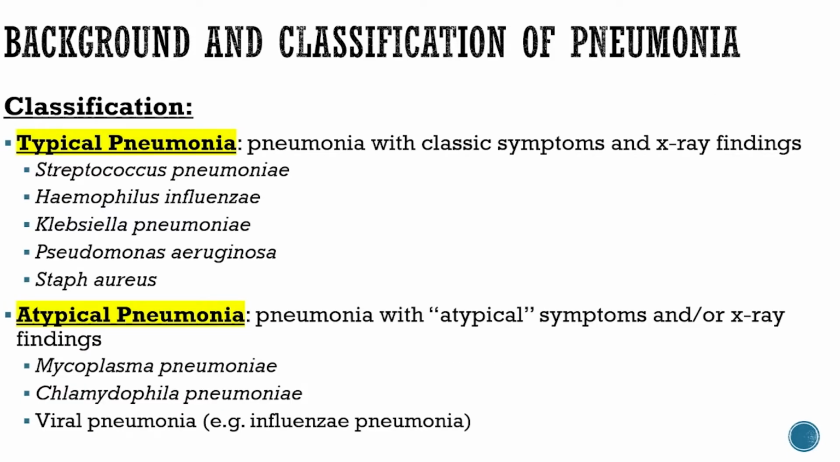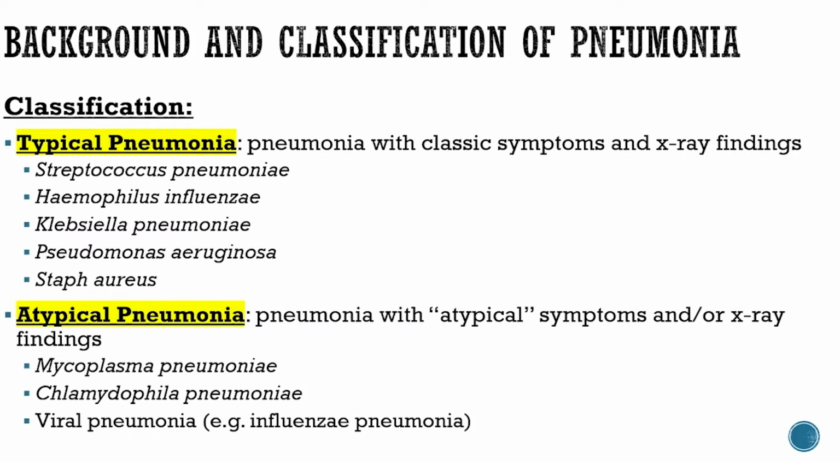You can also classify pneumonias as typical or atypical pneumonia. In general, typical pneumonias are pneumonias that have the very classic symptoms such as shortness of breath, high fevers, as well as very classic X-ray findings, which we'll discuss both in detail shortly. Typical pneumonias are classically caused by the pathogens that you see outlined here, and of course, we'll talk much more in depth about these pathogens very shortly.